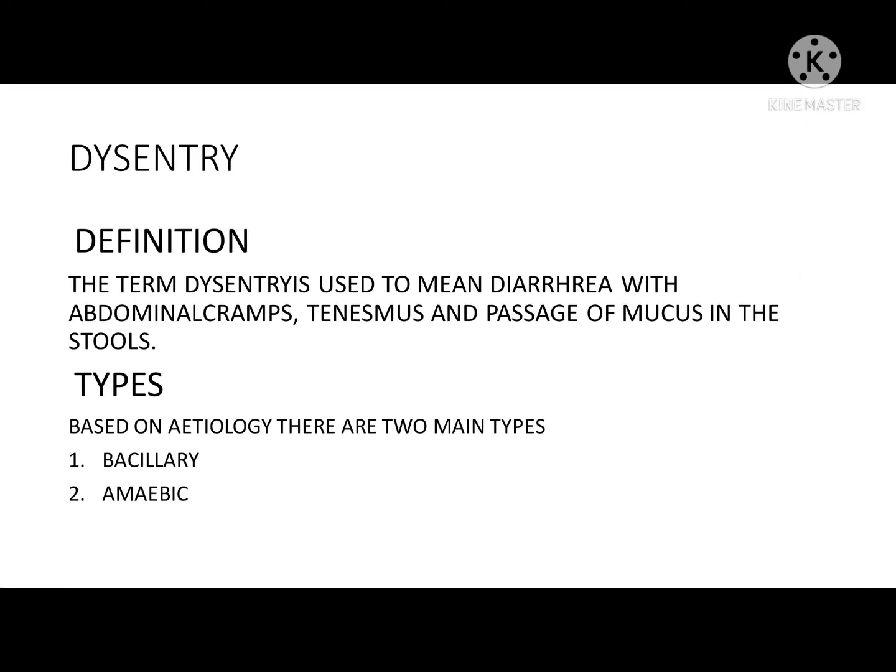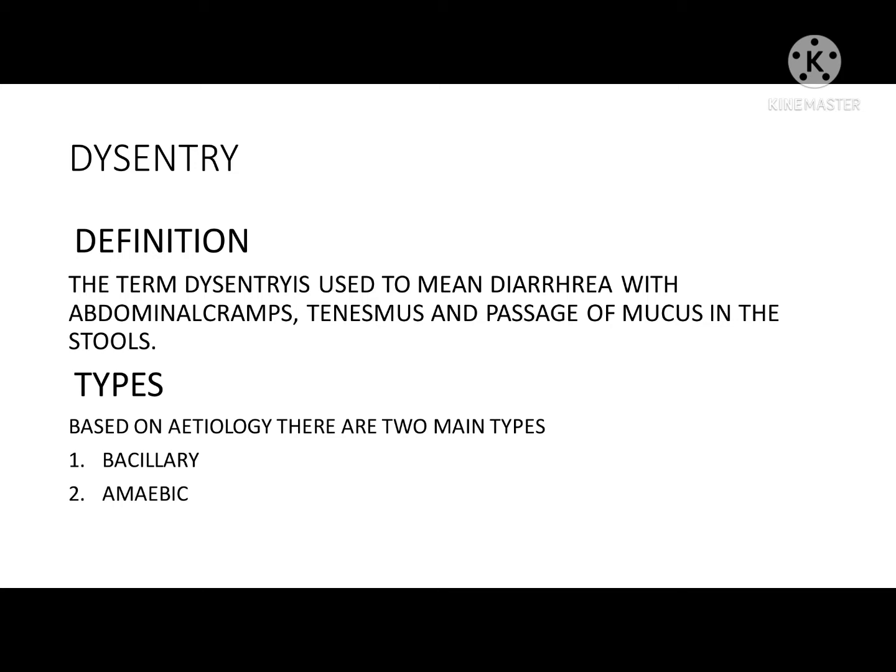Hello everyone, today's topic is dysentery. So, what does the definition say about dysentery? It's a kind of diarrhea where abdominal cramp, tenesmus, and passage of mucus are present in stool. What does tenesmus refer to? Tenesmus refers to cramping rectal pain, which gives you a feeling that you need to have a bowel movement, even if you have just had one.